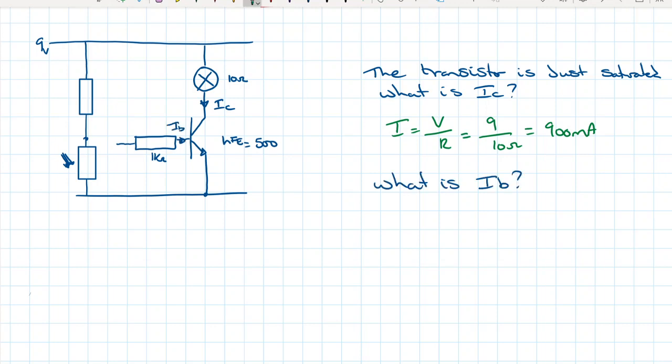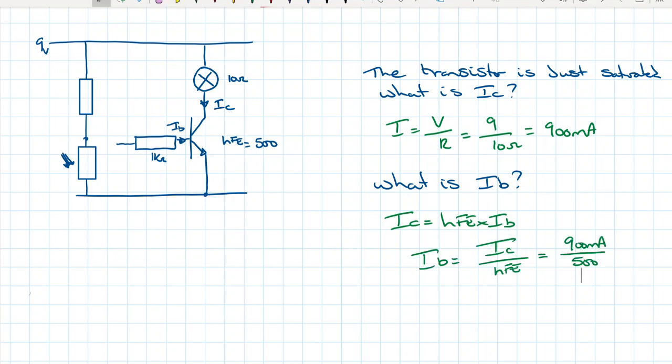To work out IB, we use the formula IC equals HFE times IB. So we can just rearrange that. 900 milliamps divided by 500 gives me 1.8 milliamps. So we can see it's a current control device: 1.8 milliamps just here gives me 900 milliamps just there.